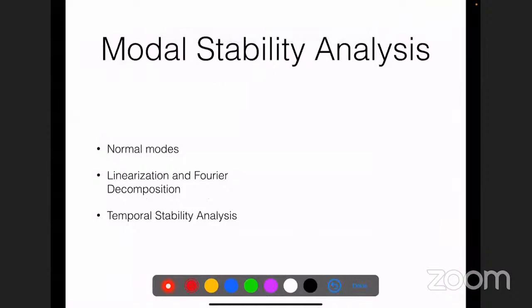So now we will actually see how we go about performing the stability analysis. We'll first talk about normal modes, so we'll understand what normal modes are. We'll take simple vibration problems and get an idea for normal modes. Then we will move on to linearization and trying to do it for the fluid mechanics equations. And then we will talk about the temporal stability analysis.